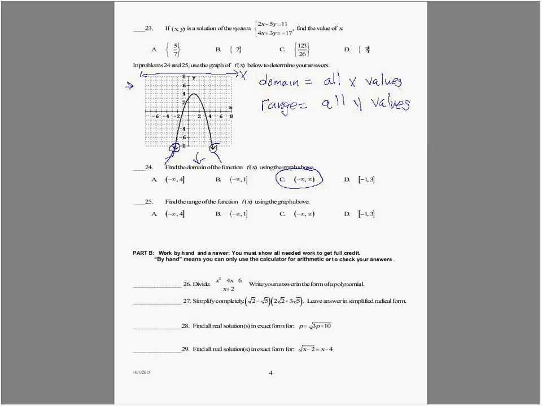Now the range, the next one, is the range. That's all the y values. With y values, we're going to start from the bottom and go to the top. These are our y values. Again, these arrows, like I said before, go down forever. They're going to keep going down. So our lowest y value is negative infinity. It's never going to stop. We can't really name that, so we're going to say negative infinity.